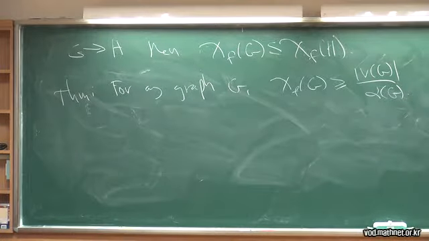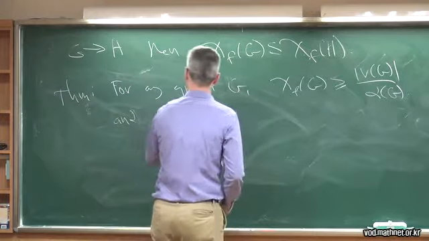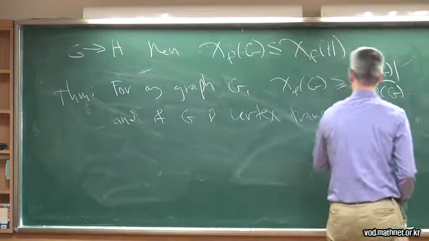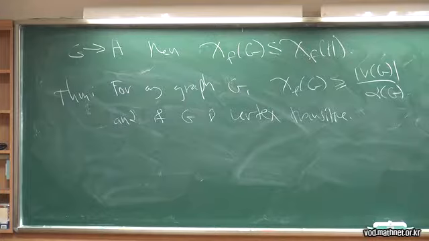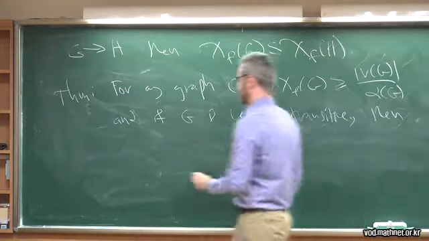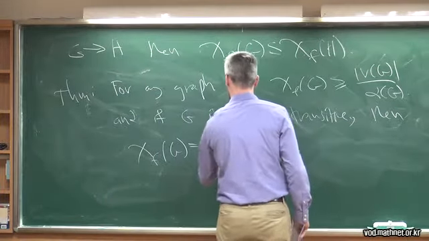Just as for chromatic number, we have a trivial lower bound on the fractional chromatic number: the number of vertices of my graph, divided by the size of a largest independent set. And if G is vertex transitive, so a graph is vertex transitive if for any pair of vertices u and v there exists an automorphism of my graph that sends u to v, then the fractional chromatic number is equal to this value.